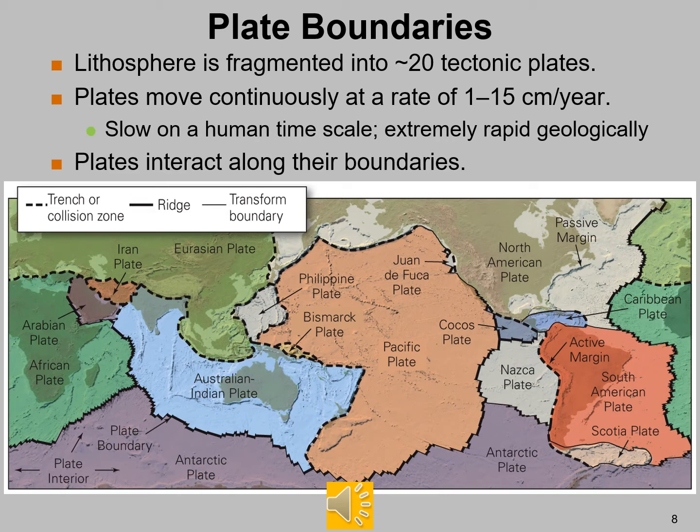Plates move at a rate from 1 to 15 centimeters per year. Your fingernails grow at a rate of 2 centimeters per year. 2.54 centimeters equal 1 inch. Tectonic plates display a variety of sizes and shapes. Plus, they have changed their size and shape throughout their history, or the history of the Earth.